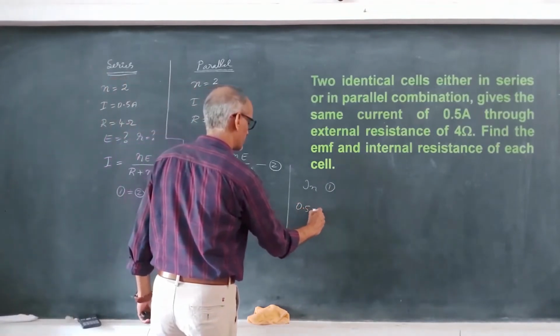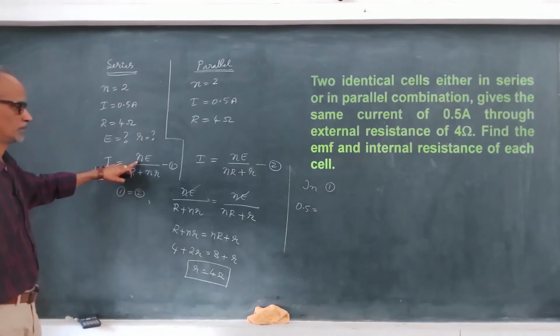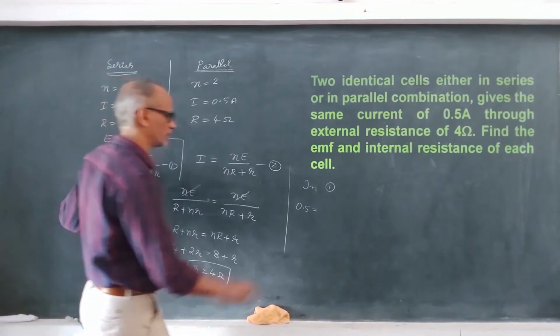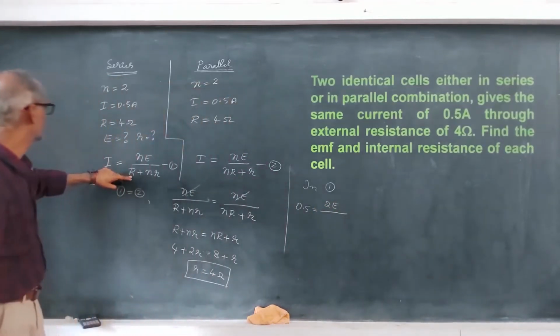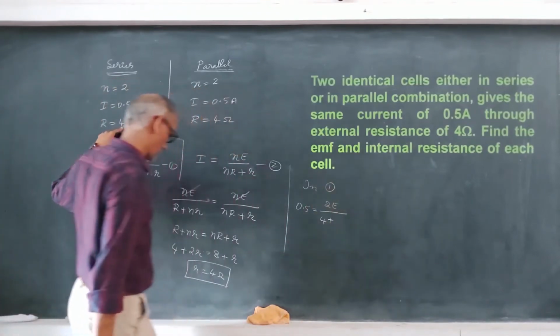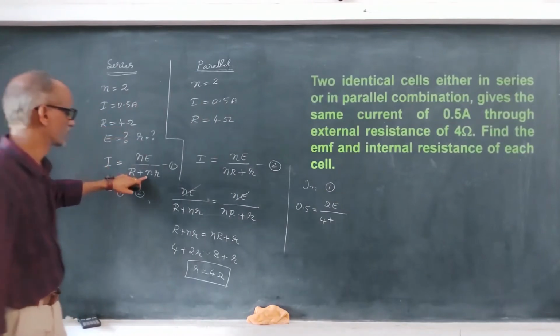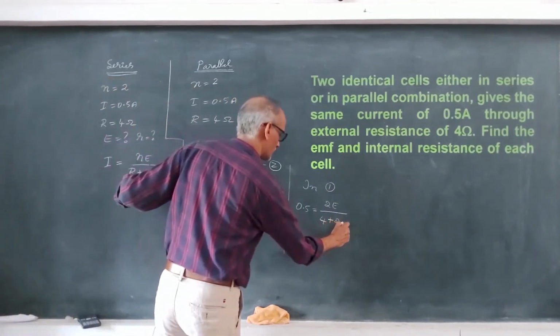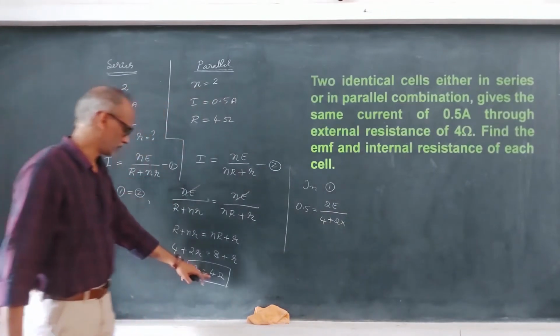So 0.5 is equal to 2E, where N is 2. 2E by, what is capital R? Capital R is 4, 4 plus, and N is 2 again, into small r is 4 here, 4 like this.